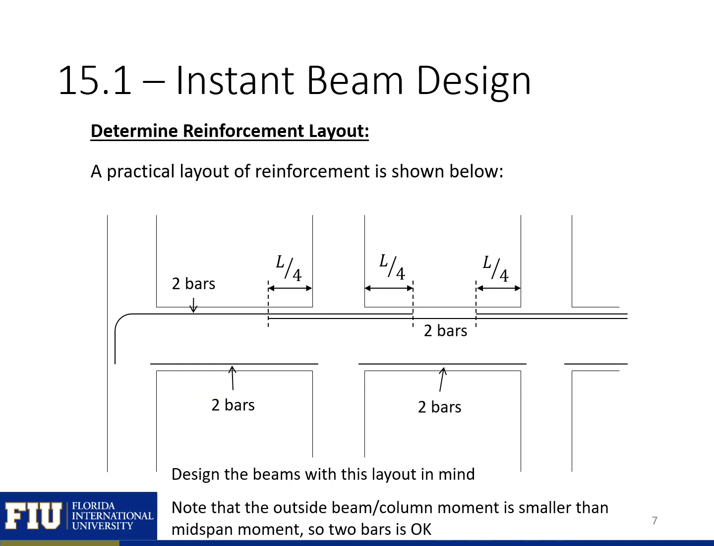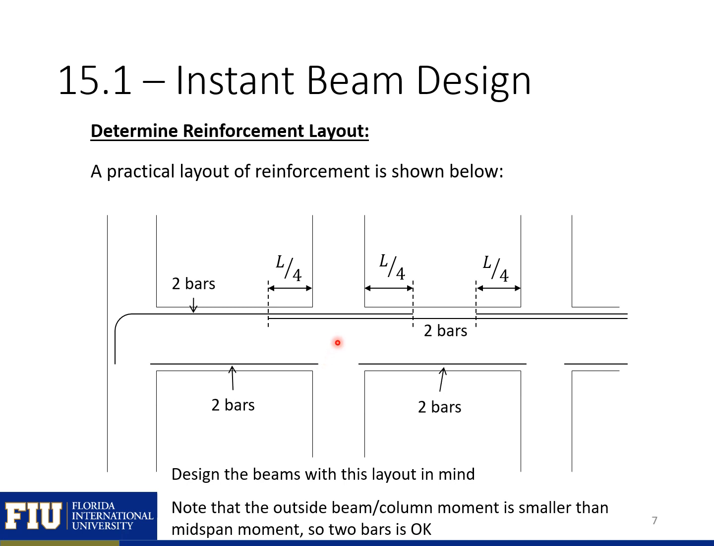A practical layout for our reinforcement is shown on this slide, where we'll have 2 bars coming out in negative reinforcement of our exterior column, overlapping with an additional 2 bars starting here in span 1 and extending through span 2, and then another 2 bars starting here in span 2 and extending to span 3. And then you have 2 bars in the positive moment region.